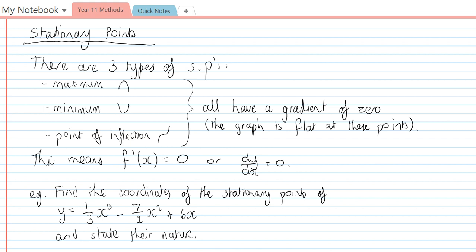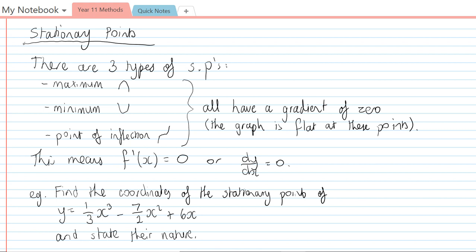So in terms of talking about the derivative, remember that the derivative is just talking about the gradient, and so if the gradient is 0, then that means that f'(x) is equal to 0, or that dy/dx is equal to 0, depending on the notation that you're using for the question.